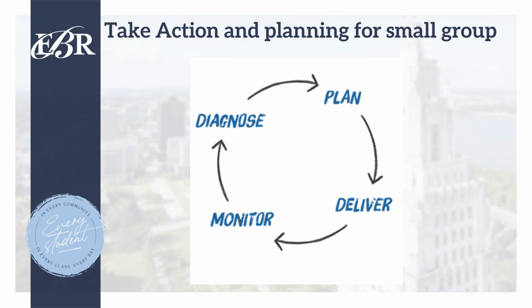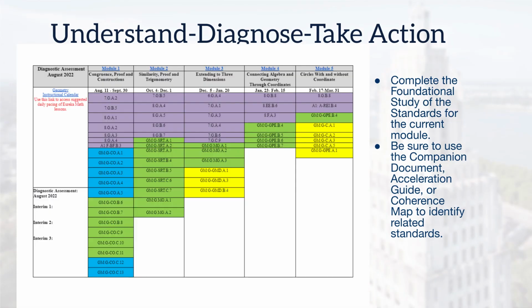Remember, when we're looking at planning for a small group, we should diagnose, plan, deliver, monitor. Monitor should happen throughout. Planning should happen throughout because things can change. So understand, diagnose, take action. To help your students, you could look at the foundational study of the standards for the current module. Remember, use the companion document, acceleration guide, or the coherence map to identify the related standards. Remember, that's from Achieve the Core, the coherence map. And the companion document and acceleration guide are from LDOE. Most of those things are linked here.